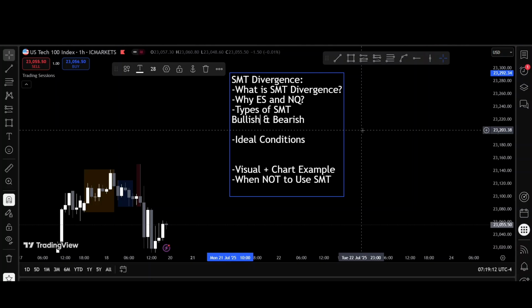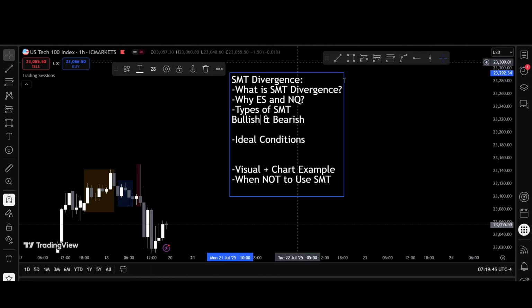And for bearish, it's the opposite. One makes a higher high and the other makes a lower high. If ES makes a higher high and NQ makes a lower high, it means price wants to go down, because NQ is already making a lower high while ES is still making higher highs. If you're confused, once again, just be patient.